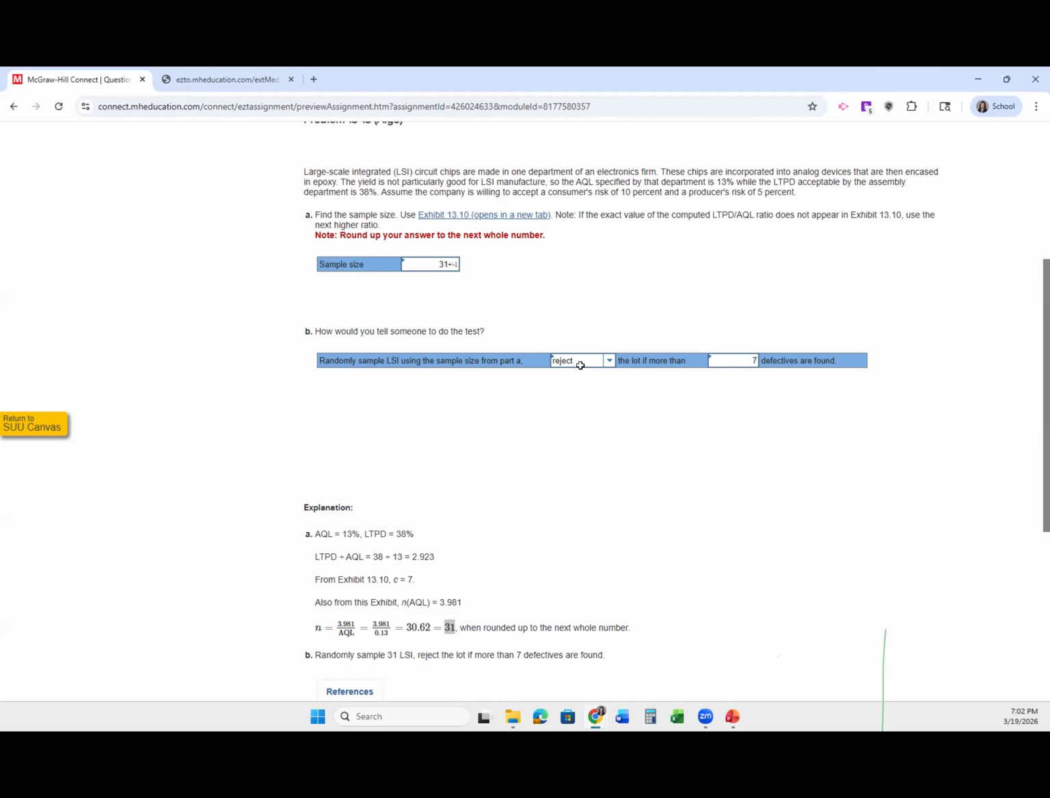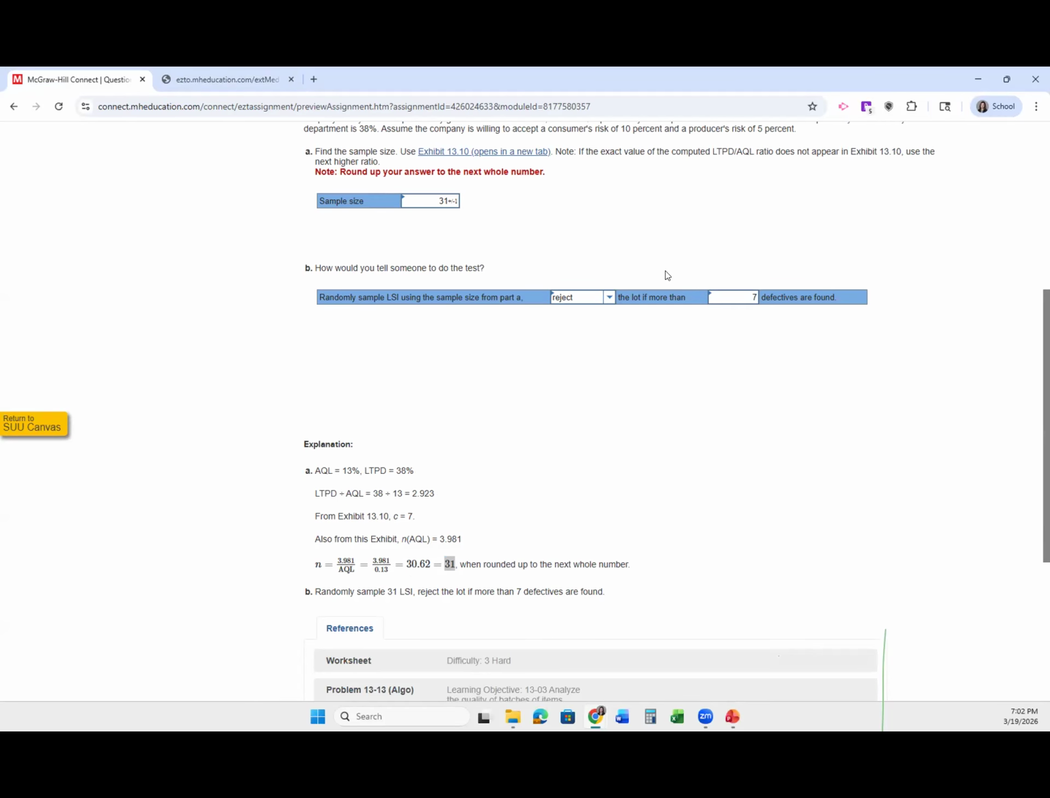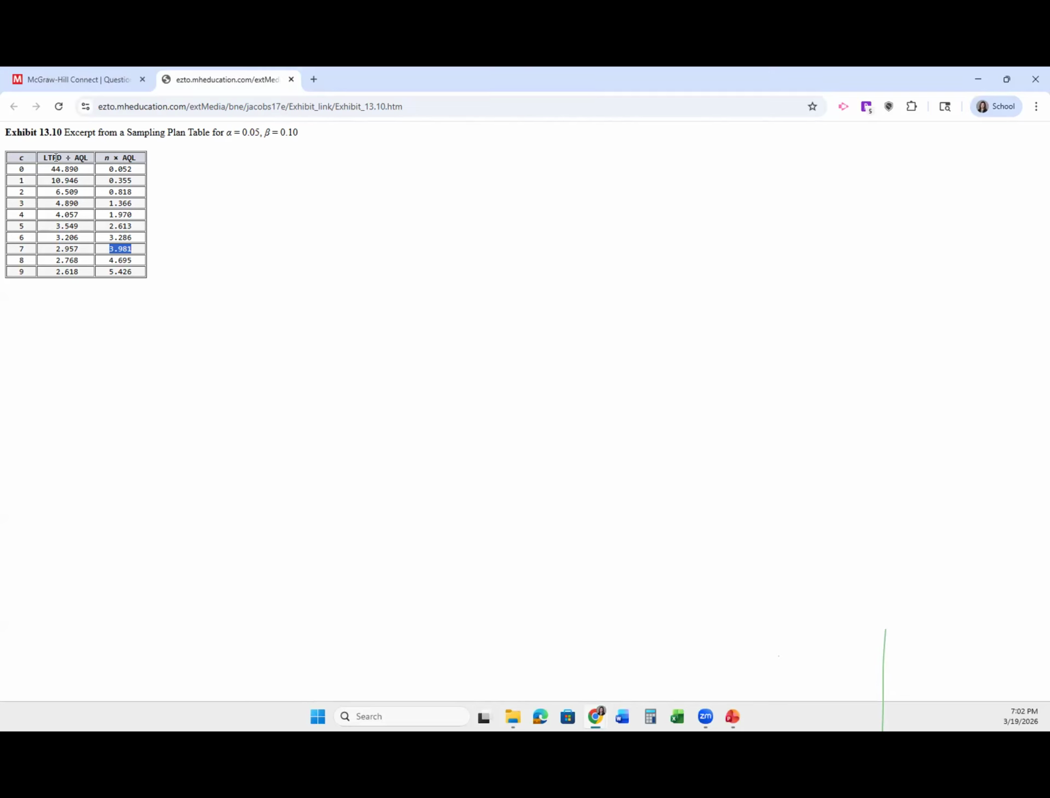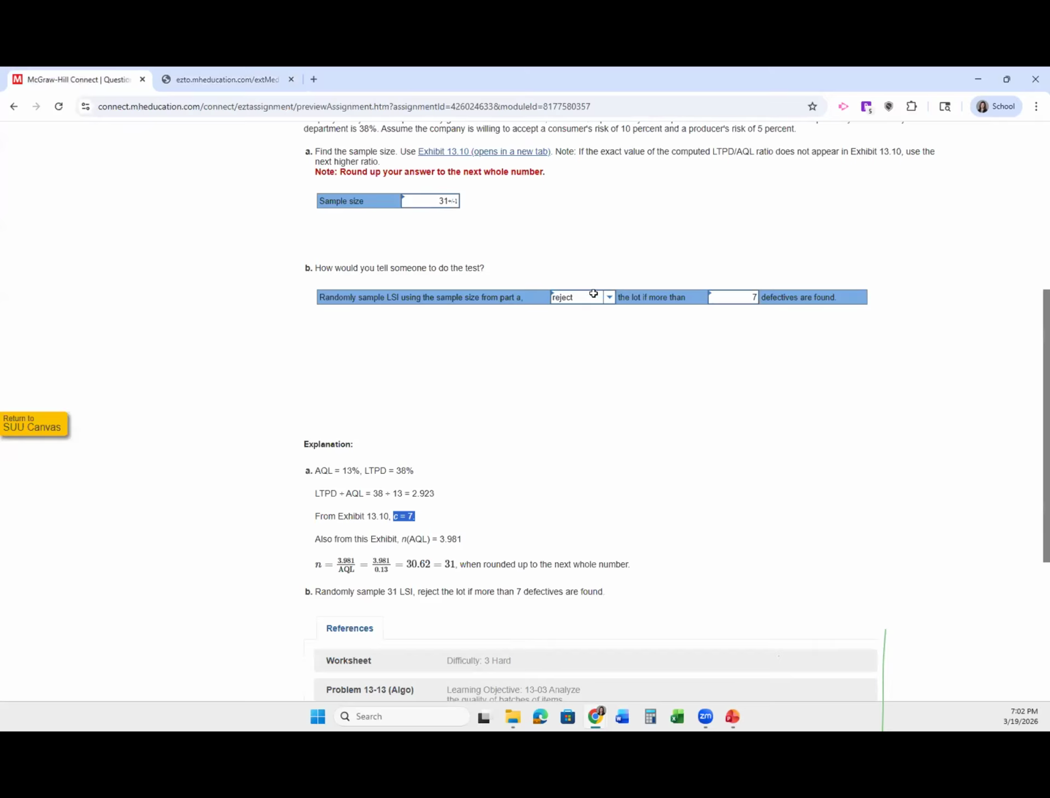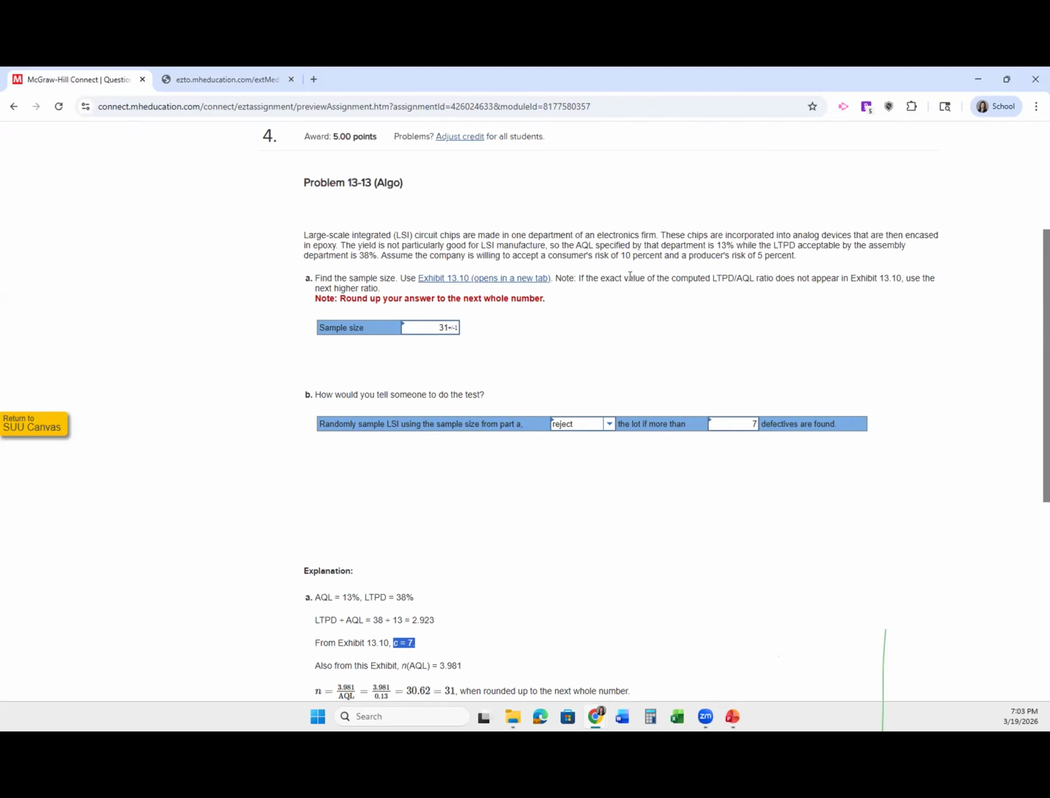And then for the C here, we go back to this exhibit. Say when we find that LTPD divided by AQL, this ratio equals 0.9 something, then the C equals 7. So this is your acceptance number. You will be rejected if there are more than 7 defects. This is what we have for question 4.